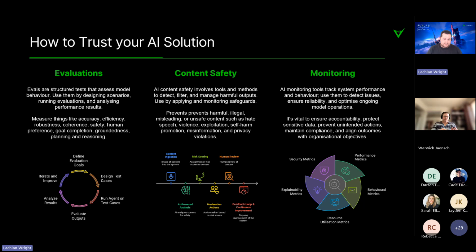The last one's monitoring. As with any production tool or software that you're building, you want to be able to monitor and observe it. So this tracks all the usual things around performance, resource utilization, and security. But some of the other things to have a look at are behaviors, explainability, and any unintended actions, even measuring things like your token inputs and outputs so you can keep an eye on your costs, all that kind of stuff.